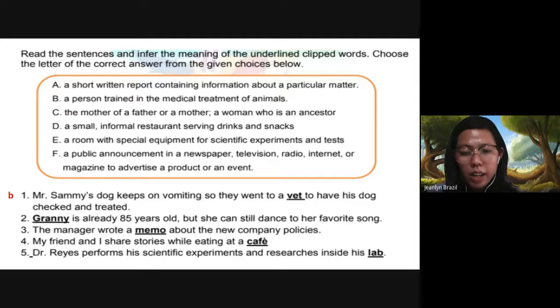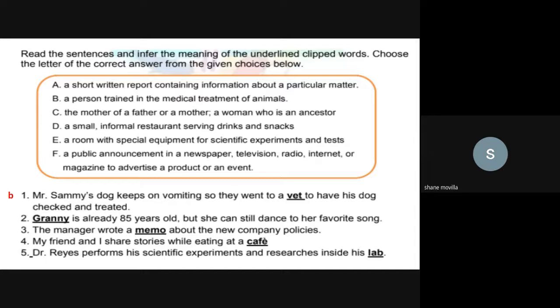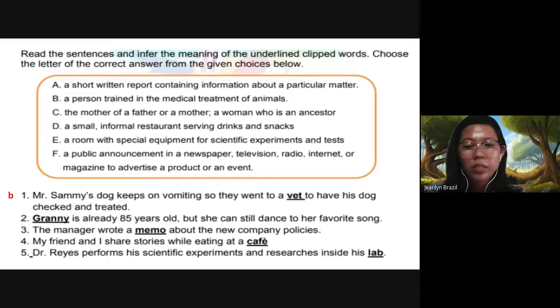What's your answer, Charisse? What is a grandmother? The mother of a father or a mother. A woman who is an ancestor. Okay, so it is the mother of a father or a mother. How about the others? Do you have the same answer as Charisse? Shandy, do you have the same answer? Yes, I have the same answer.